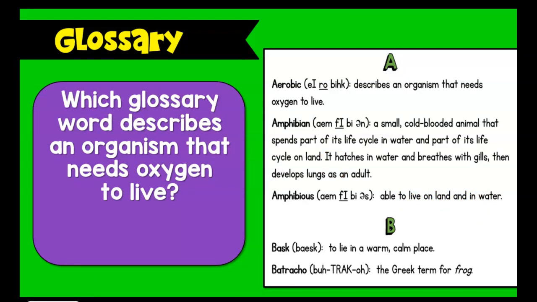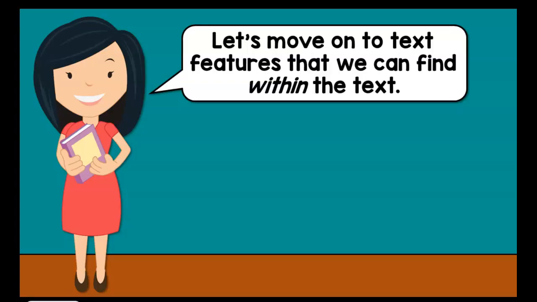Which glossary word describes an organism that needs oxygen to live? So you can look over here, and we go to the first word, okay, describes an organism that needs oxygen to live. Very good. So aerobic. All right, so tomorrow we're going to move on to text features that we can find within the text.